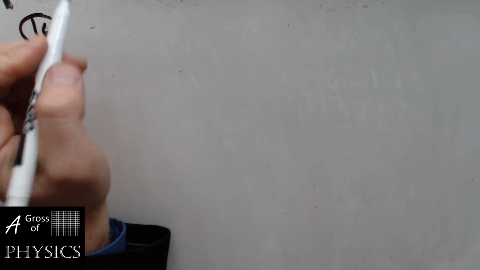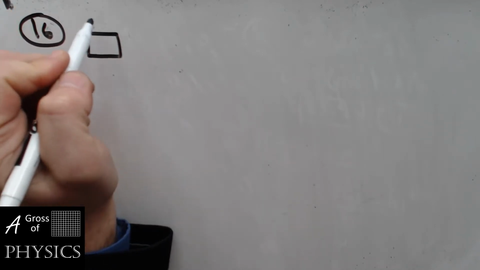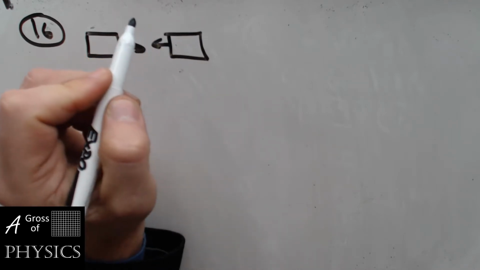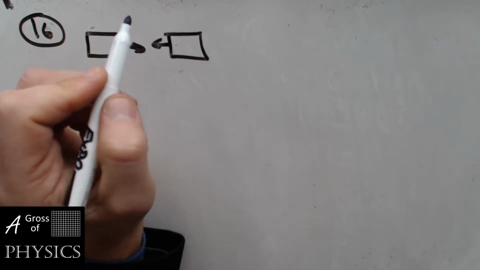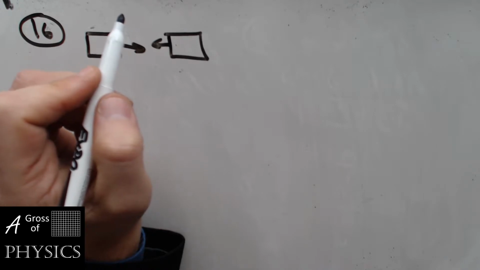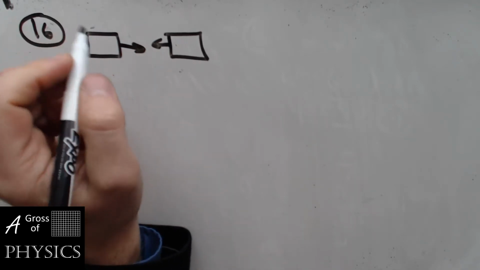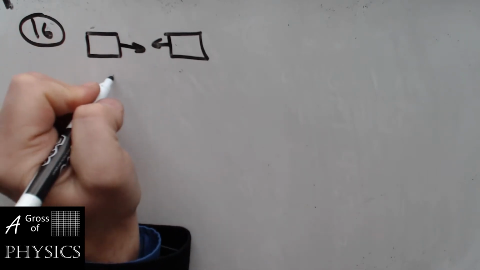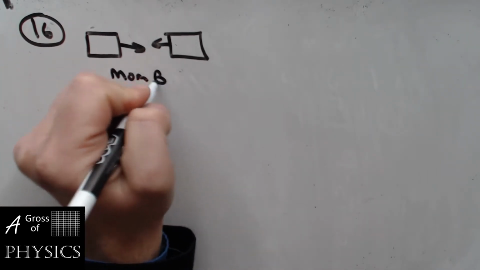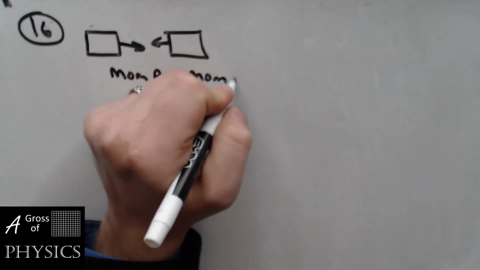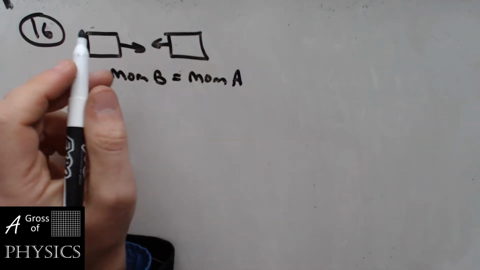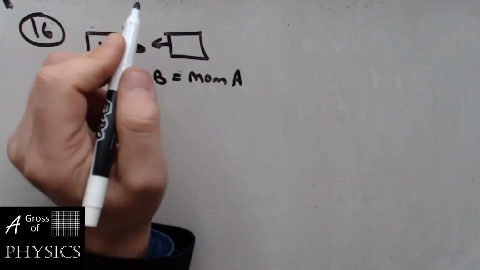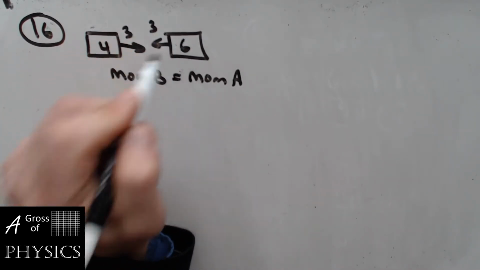All right, 16. We have a cart moving to the right and a cart moving to the left. When the carts collide, they lock together, total momentum. So, conservation of momentum says the total momentum before and after a collision is equal. So, momentum before equals momentum after. So, we have 4 and 3. This is 3 and 6.